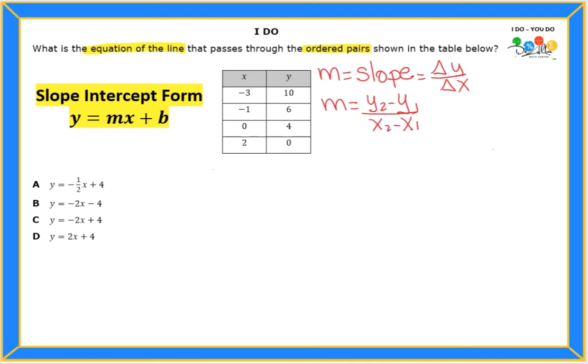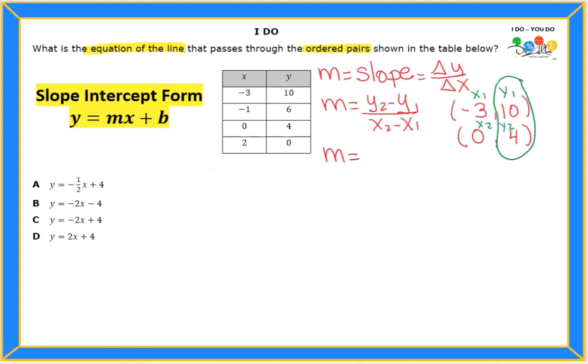And let's choose 2 points from the table, any 2 points that you want. So I'm going to choose -3 and 10, and I'm going to choose 0 and 4. You can choose any 2 points that you want. So let's write some labels here. -3 is x sub 1, and 10 is y sub 1. 0 is x sub 2, and 4 is y sub 2. We're going to circle my y values, because those are the numbers that I am going to write on the numerator.